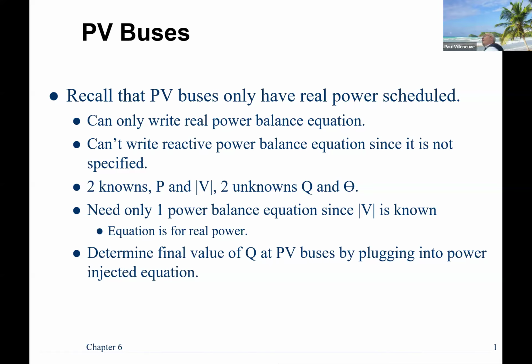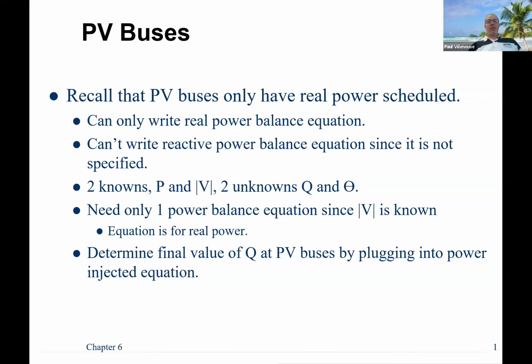The voltage is less of an issue, but usually the utilities require the generators to have some control of the voltage. And so they're going to try to set their voltage regulators to manage some equivalent voltage, and then they'll either output or absorb reactive power as best as they can to maintain that voltage. So we know P and we know the magnitude of V. We don't know Q and theta.